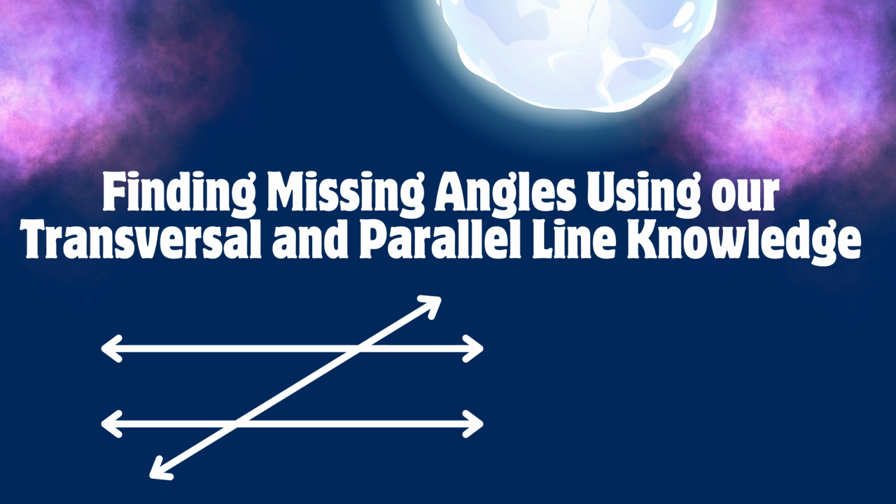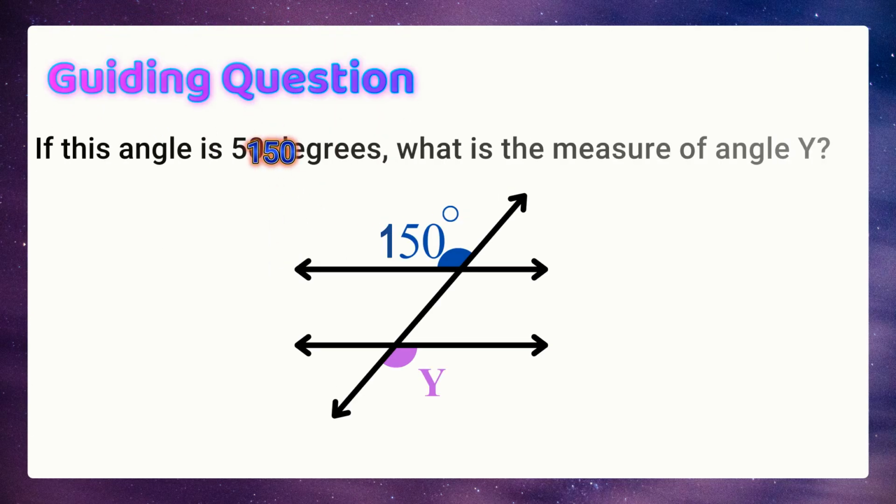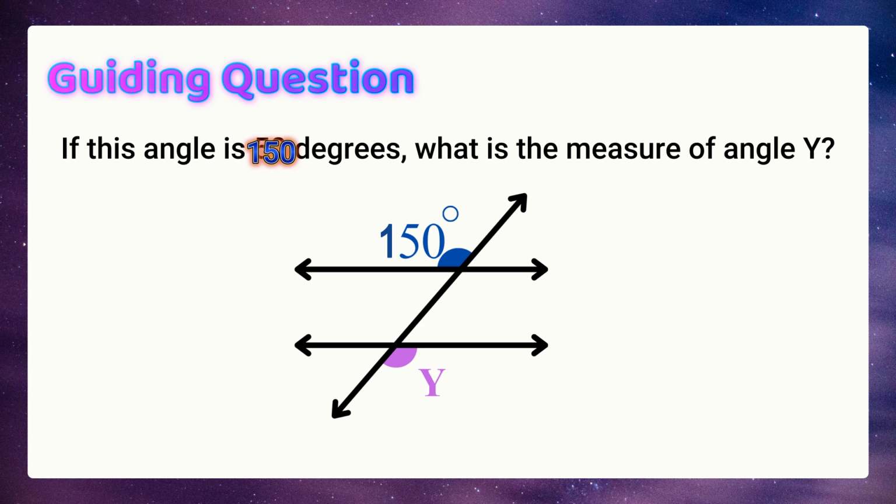Today, we're going to be taking another look at parallel lines and transversals and using our knowledge to find missing angles. But first, let's check out this guiding question. If this angle right here is 50 degrees, what is the measure of angle Y?